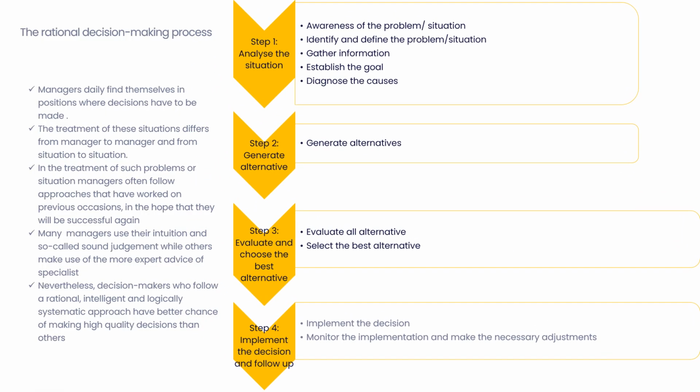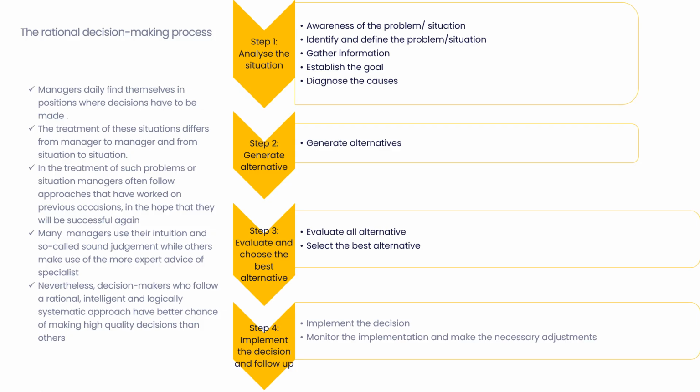This is the rational decision making process. Step one, analyze the situation. How do you analyze the situation? Awareness of the problem and situation, identify and define the problem situation, gather information, establish the goal, diagnose the causes. You have to sit down and go through these processes, writing down your findings.